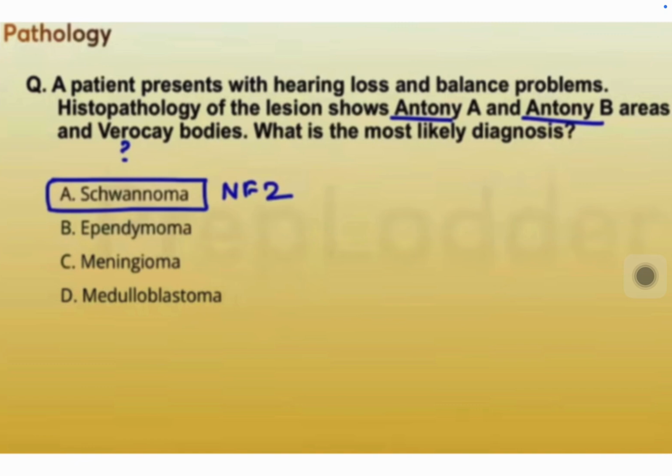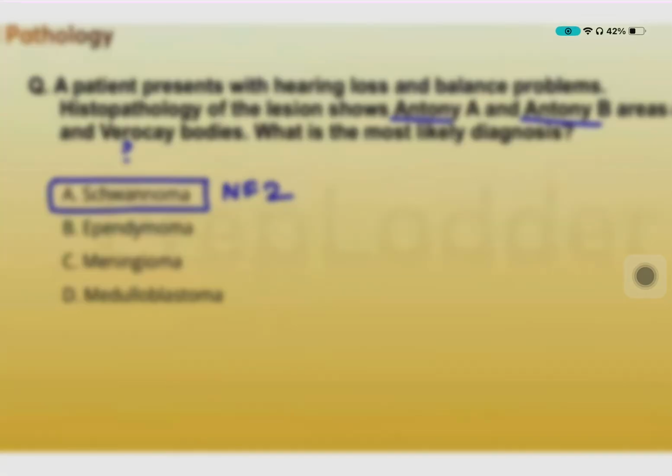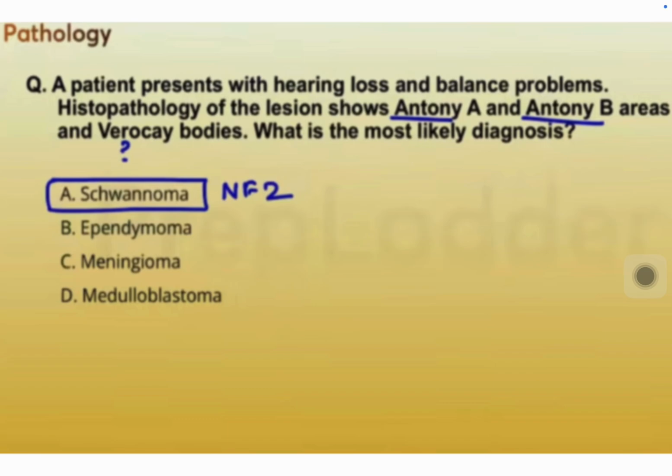A patient presents with hearing loss and balance problem. Histopath shows Verocay bodies, Antoni A and B. What is the most likely diagnosis? Schwannoma in neurofibromatosis 2.